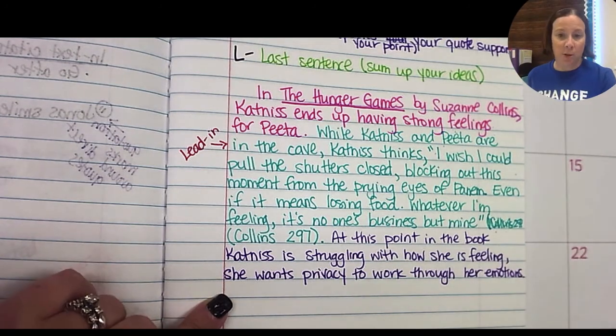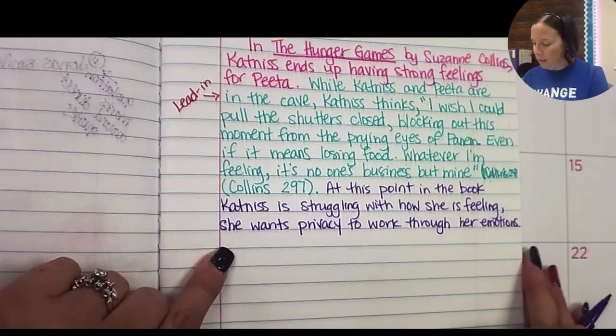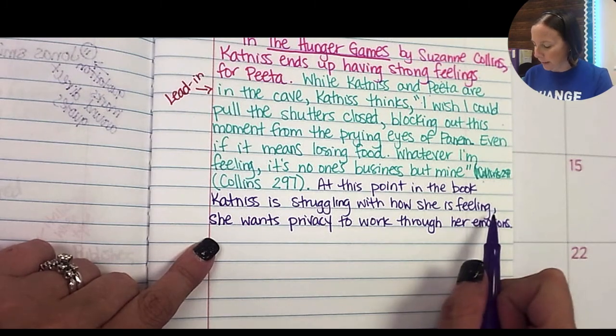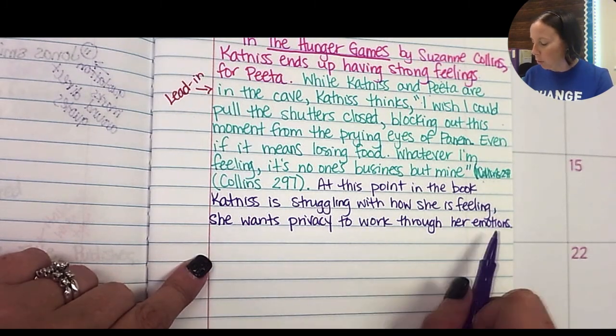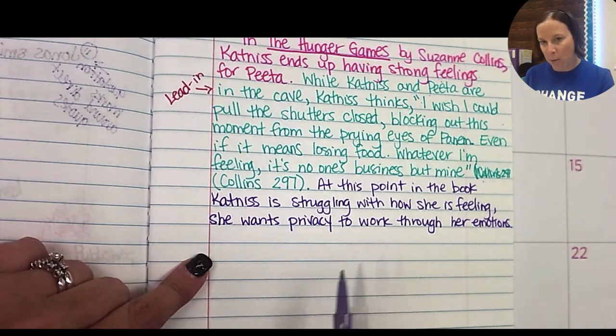Okay, so this is what I have so far. I'm not done yet. At this point in the book, Katniss is struggling with how she's feeling. She wants privacy to work through her emotions. Here's what I want to point out.